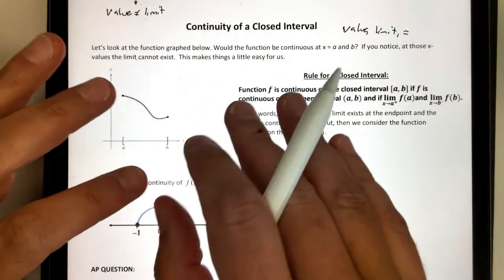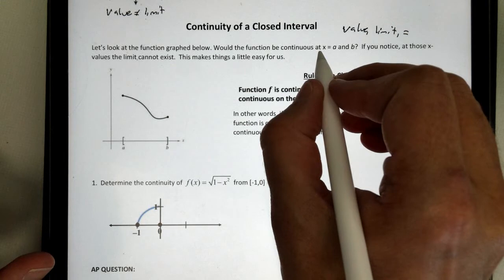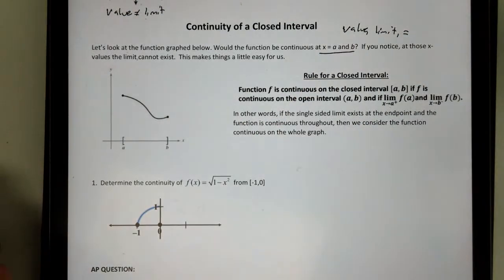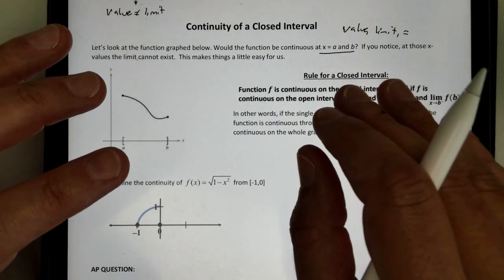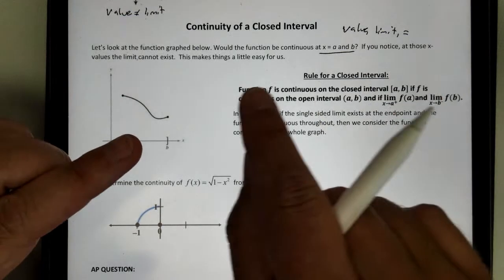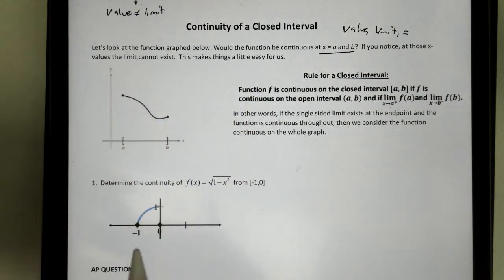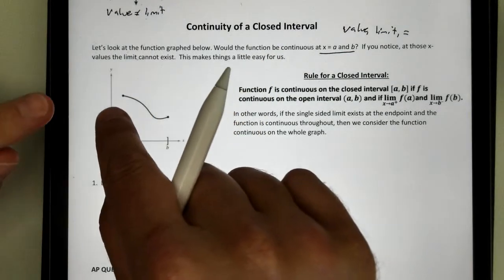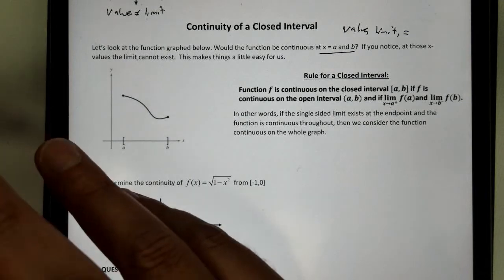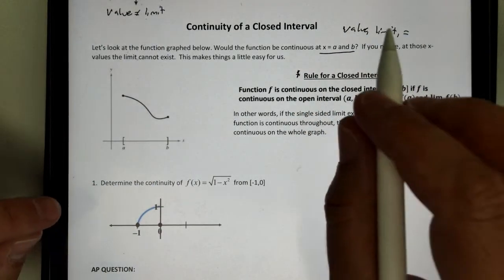So let's look at the graph here below. We want to know, is this function considered continuous at x equals a and x equals b? Now, if you notice, at those values, the limit cannot exist. So we would think this would make this really simple, that it cannot be continuous at a and b. But there's a rule, a special rule, only for closed intervals.